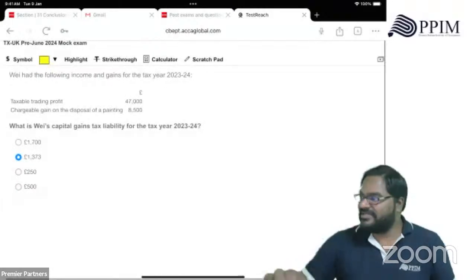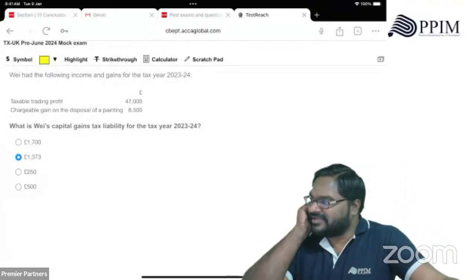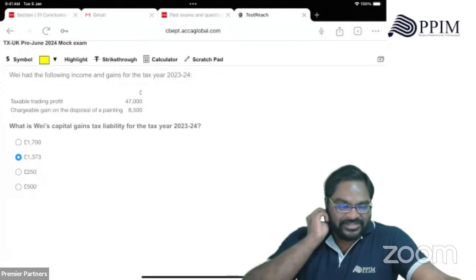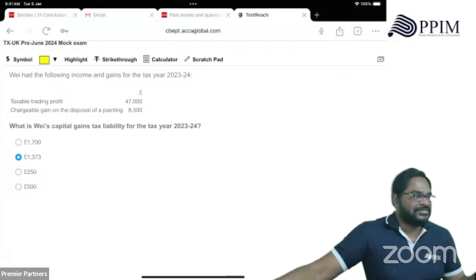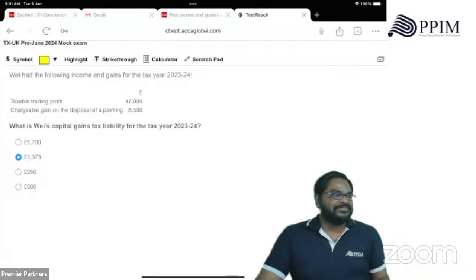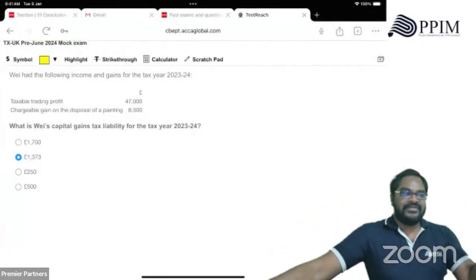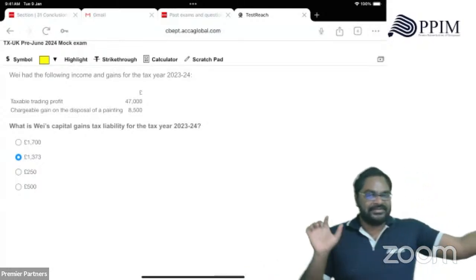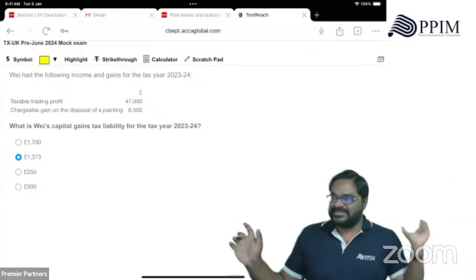Right. Okay, I got a few questions. Number one, they have directly given the taxable income after deducting PA. No, they have given the taxable trading profit, not taxable income. Taxable trading profit means your accounting profit converted into the tax adjusted trading profit. So it's two different figures when we say taxable trading profit and taxable income. That is why we deducted the personal allowance.